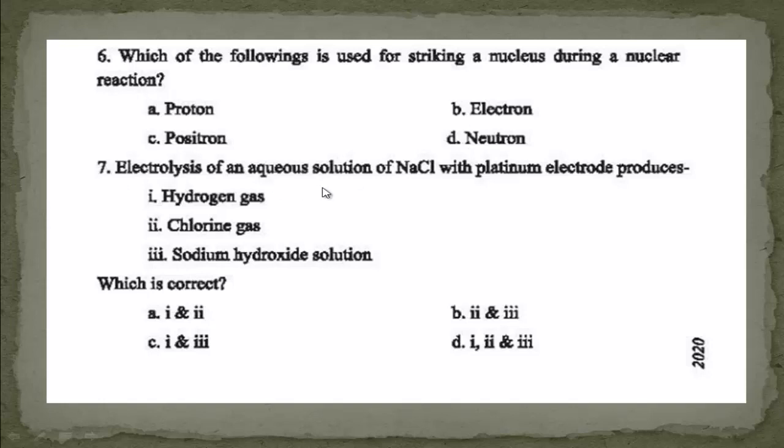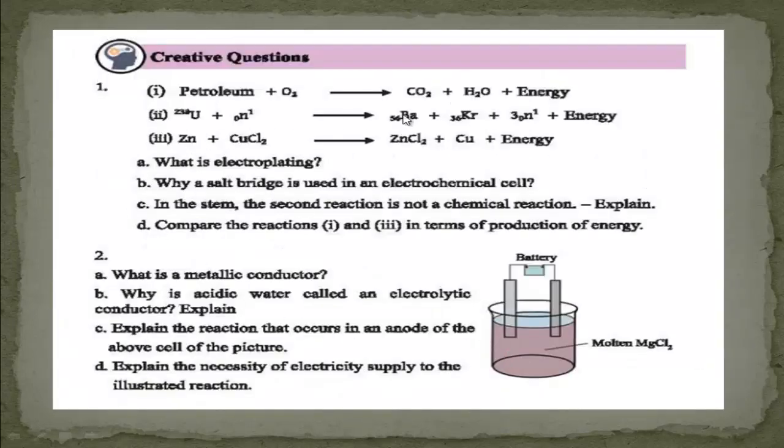Electrolysis of an aqueous solution of sodium chloride with platinum electrode produces hydrogen gas, chlorine gas, sodium hydroxide solution, all are produced here. The answer will be 1, 2, 3. Now follow the creative questions. What is electroplating? You know the answer.